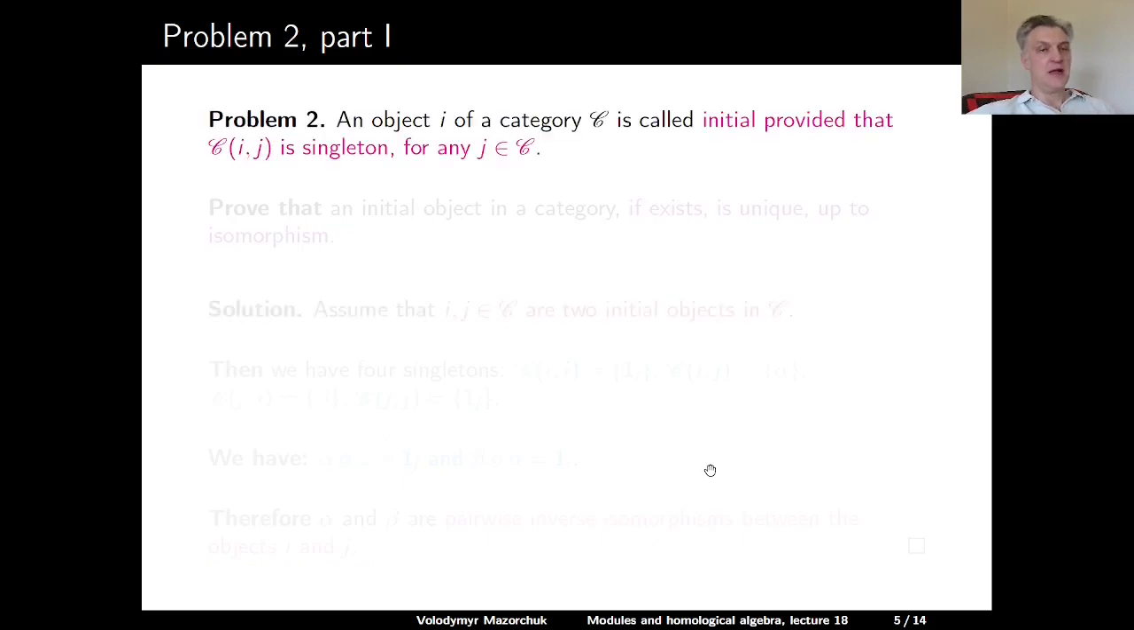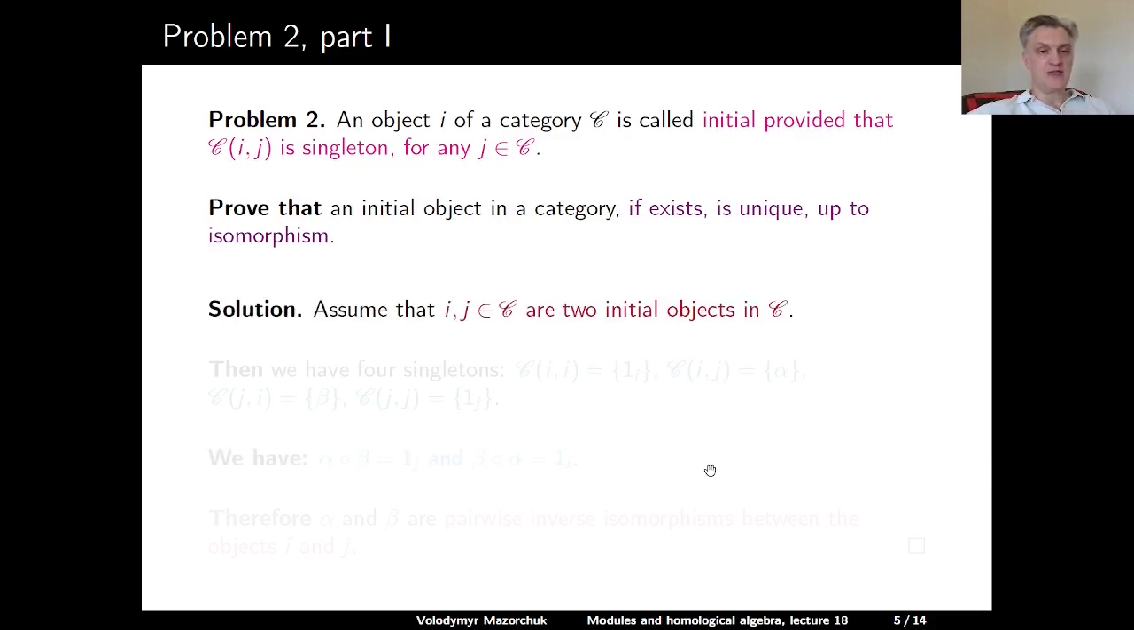Problem 2. An object I of a category C is called initial, provided that any morphism set C(I, j) is a singleton for any j in C. Prove that an initial object in a category, if such exists, is unique up to isomorphism.